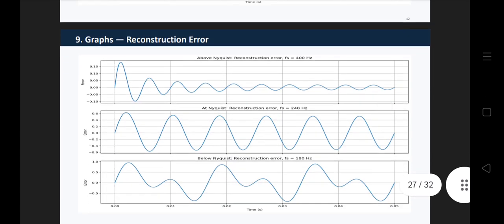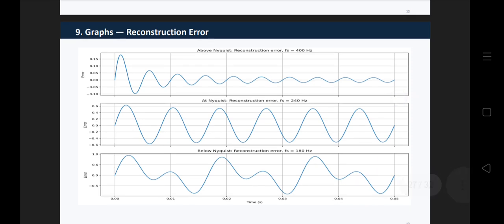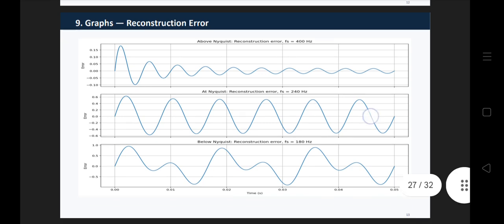Here is the graph of reconstruction error. Here we can clearly see that the reconstruction error changes with sampling frequency. The below Nyquist case has the most significant error because aliasing cannot be corrected simply by interpolation. This is an important point. Sinc interpolation can reconstruct a properly sampled band-limited signal, but it cannot recover information that has already been lost due to aliasing.